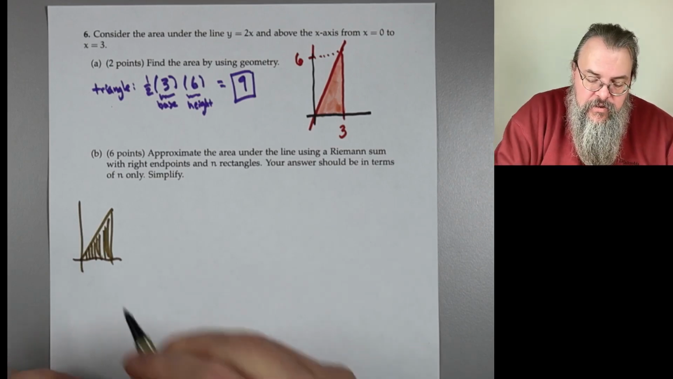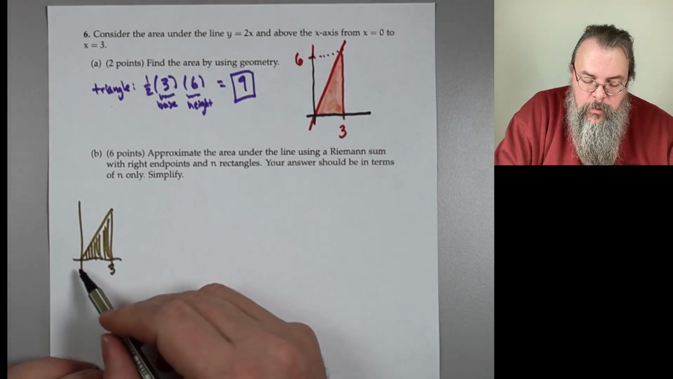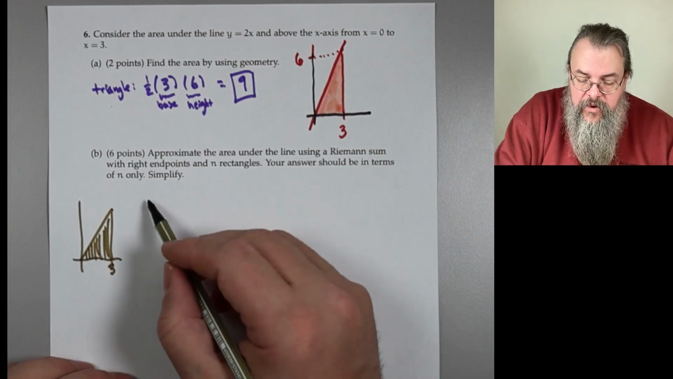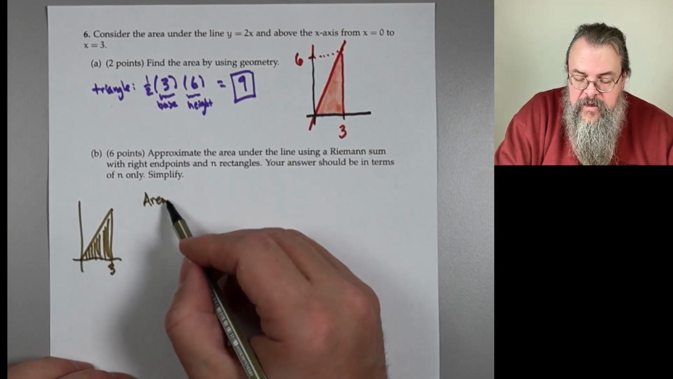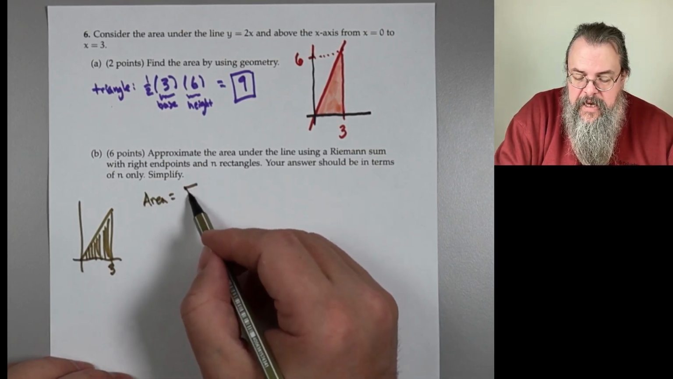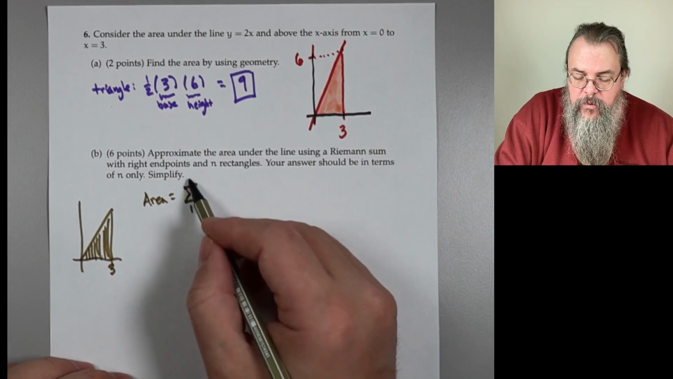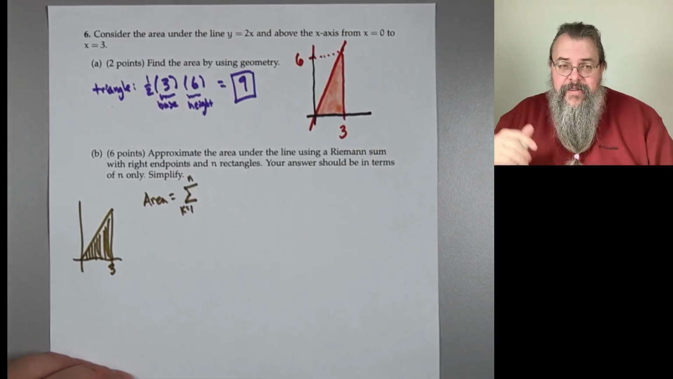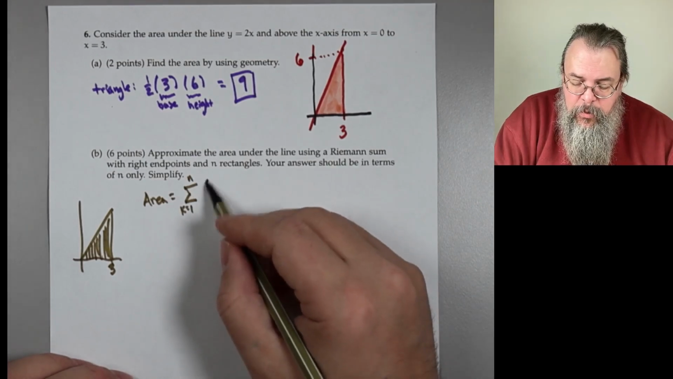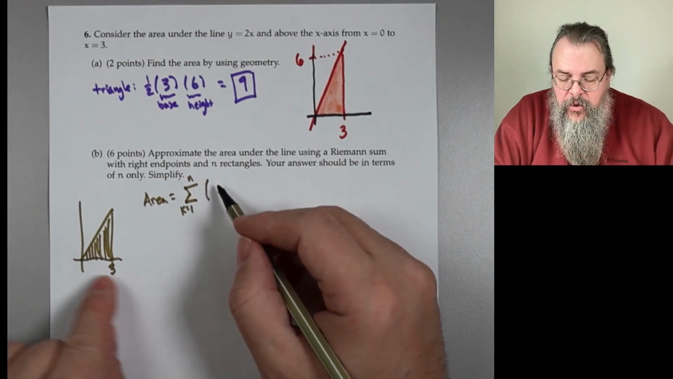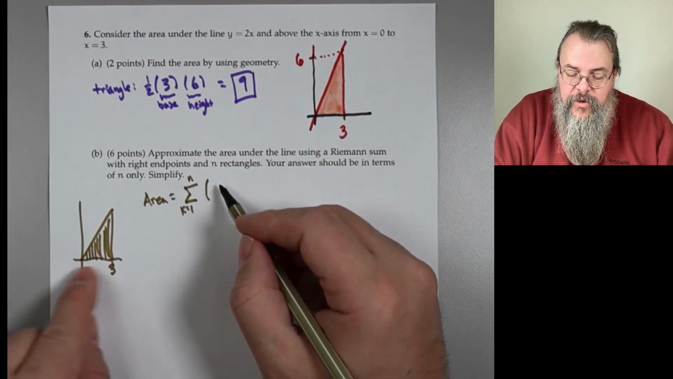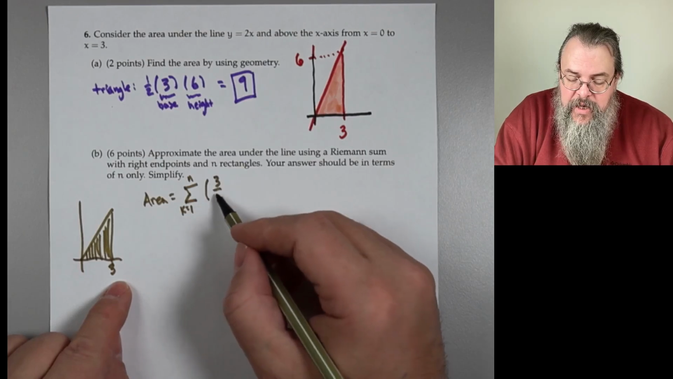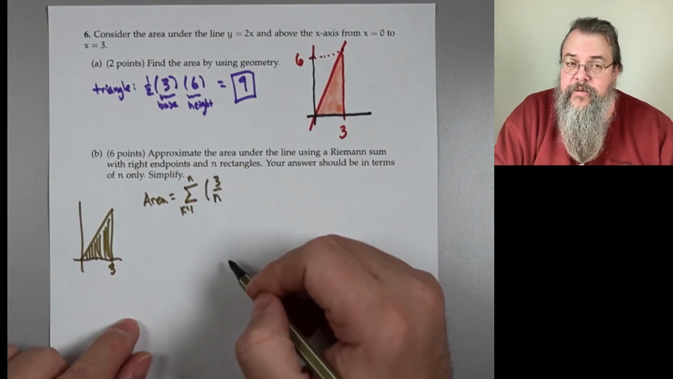Now, some good news, we can figure out what is our widths. So our area is going to be our sum. We're going to add up n rectangles. So 1 to n. So we use k as our index. K equals 1 to n. Our widths are, take the total length, so 0 to 3 is 3, divide by how many rectangles? 3 over n.